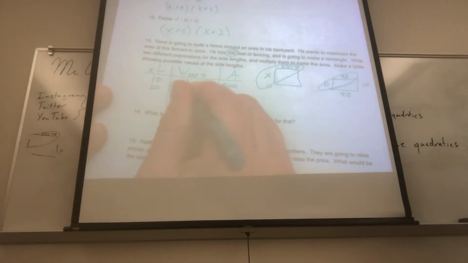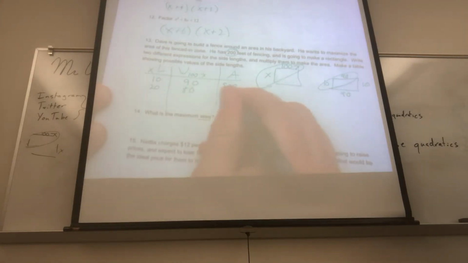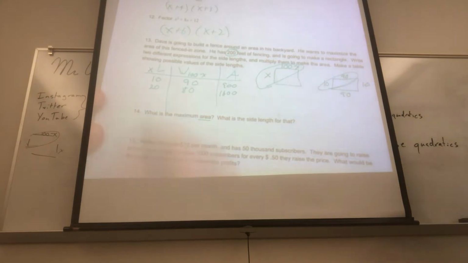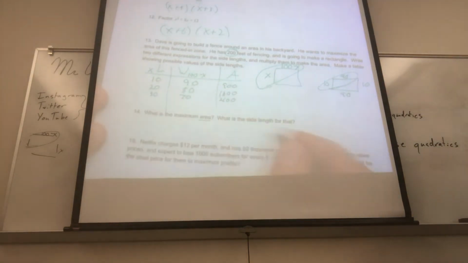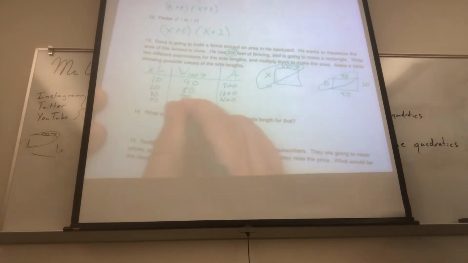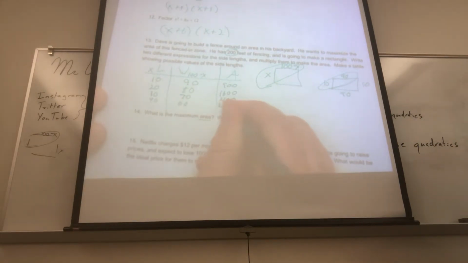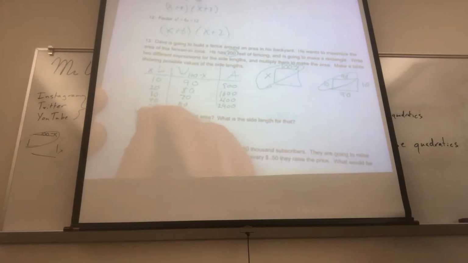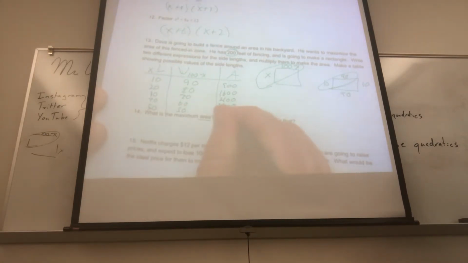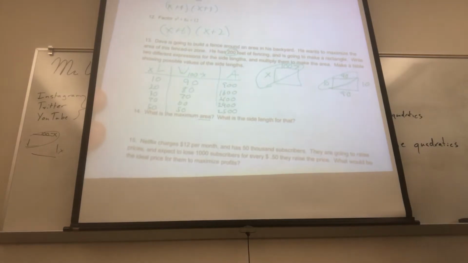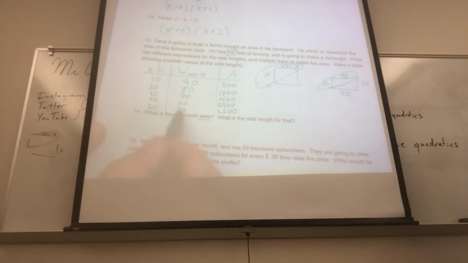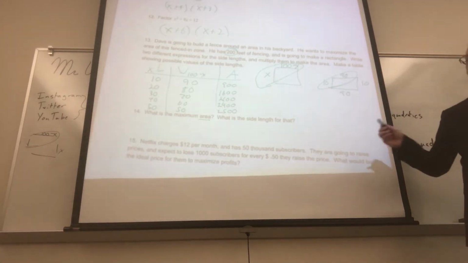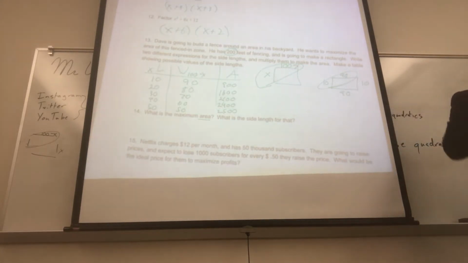If we go 20 and 80, that's 1600, so we're still getting a bigger area. We keep going. 30 and 70 is 2100, still a bigger area. We keep going. 40 and 60, 2400, it's still bigger. We keep going. 50 and 50, it's 2500. Now, if we continue in this same pattern, we're going to go up to 60, but the other one will go down to 40, which is exactly the same as the 40-60. It's just rotated. So it won't make a difference in our area.